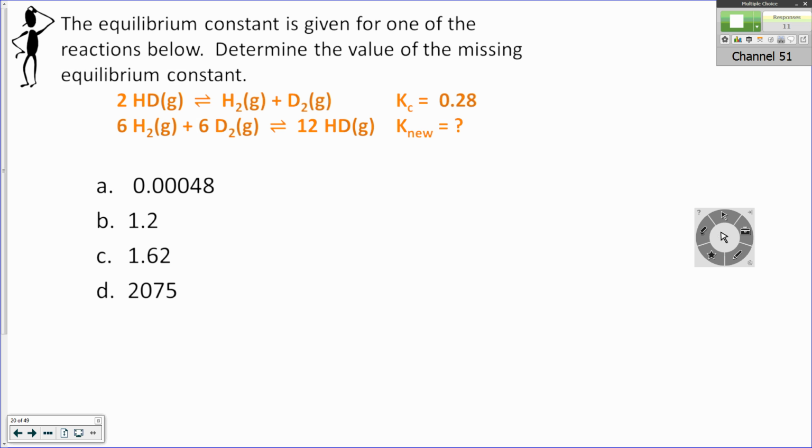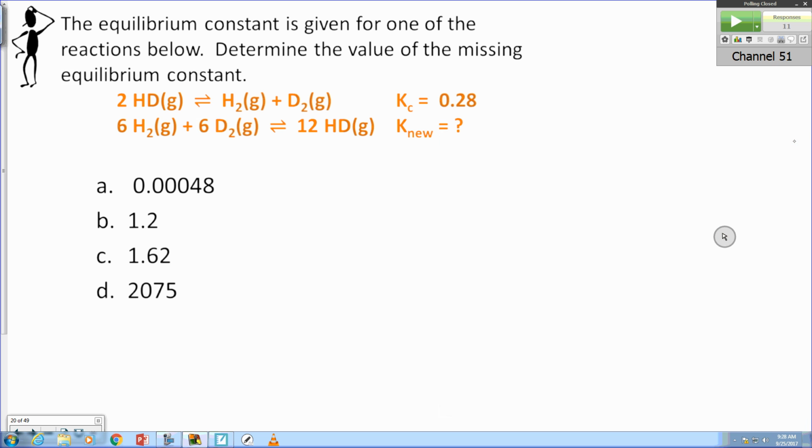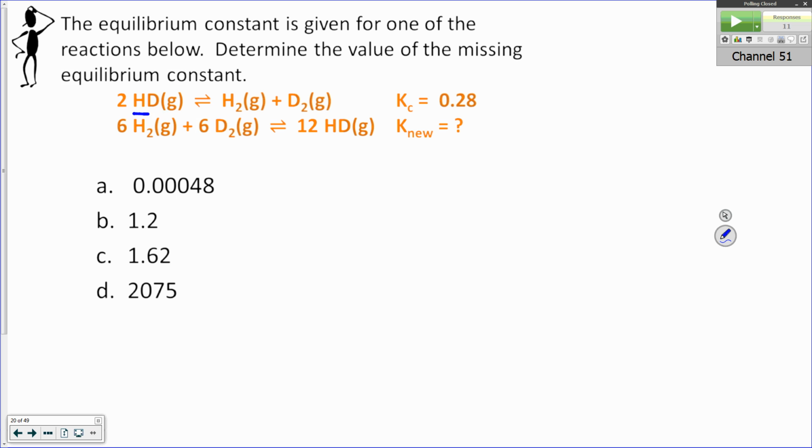We're all in here. So we had 2 people choose B. The others chose choice D. All right, so take a look at this. Here we've got our original value for KC. And I've got my reactants and my products, and I see that they've swapped sides. So that tells me I'm going to need to invert this somehow.